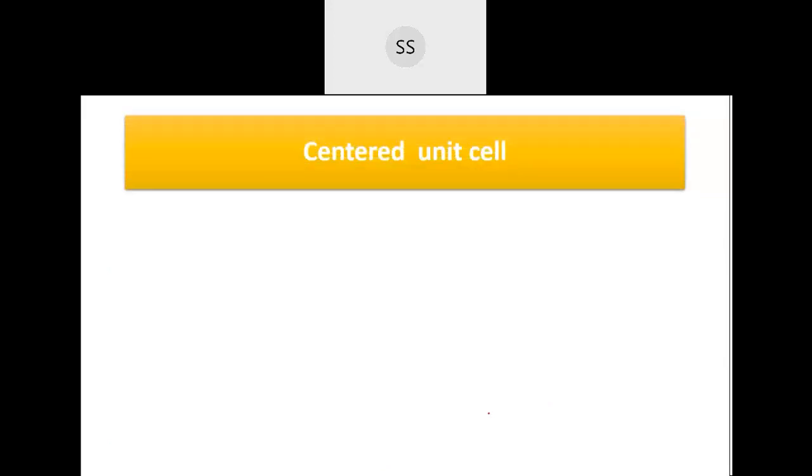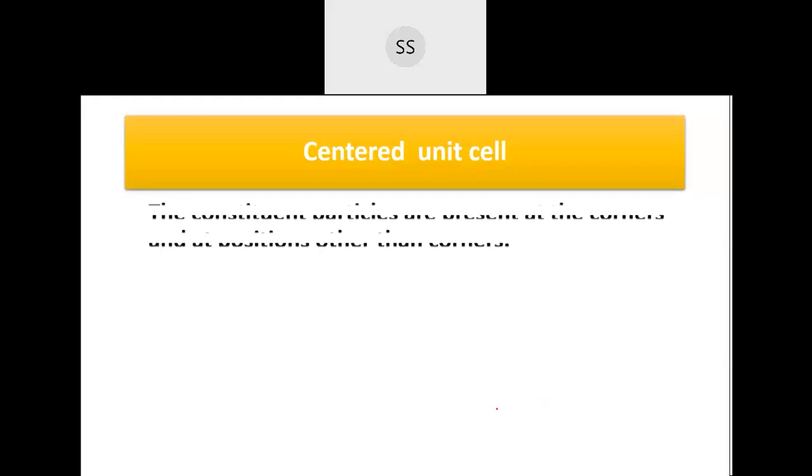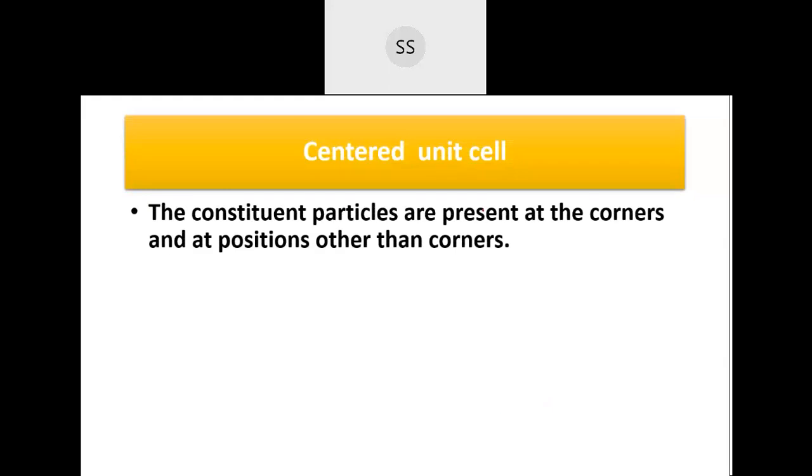Okay, next I'll go for centered unit cell. Centered unit cell is where constituent particles are present at the corner, plus there are certain atoms which are present other than the corner. Okay, means you are having a unit cell which contains one or more particles in addition to the corner. Corner there are atoms present, but including that corner there are atoms which are present in other places also. So then they are called centered unit cell. So for this we have again 3 categories because they can be present in different places.